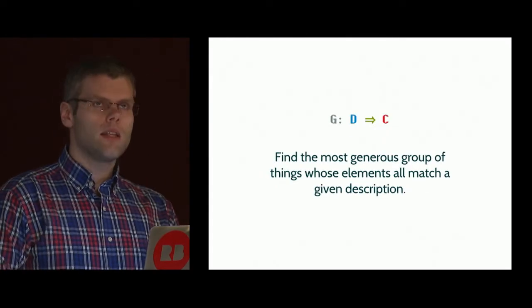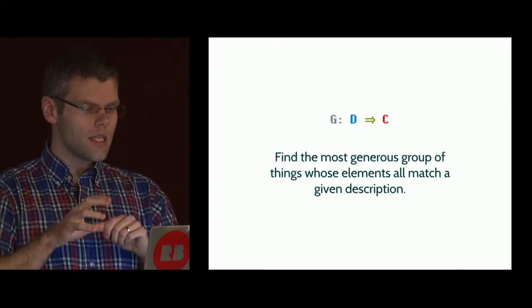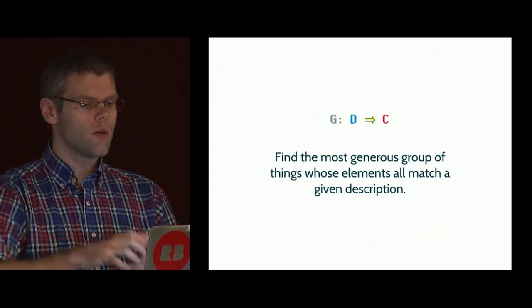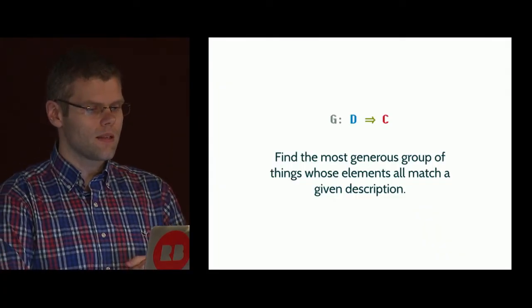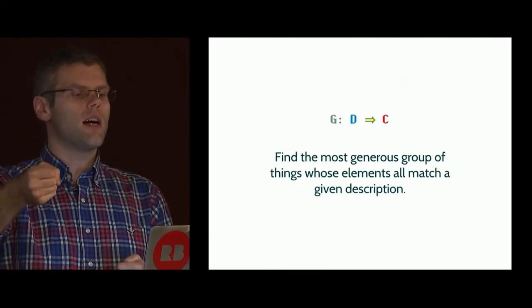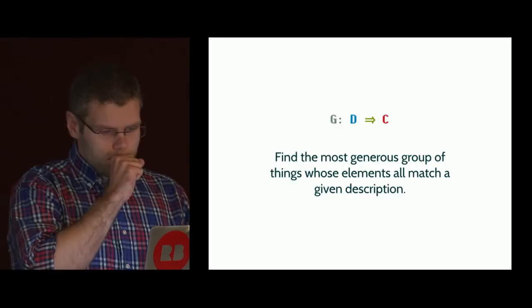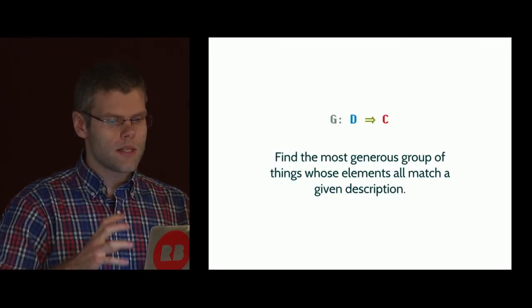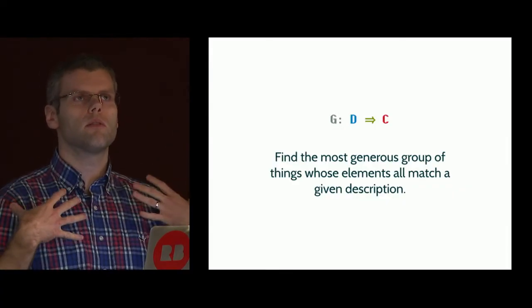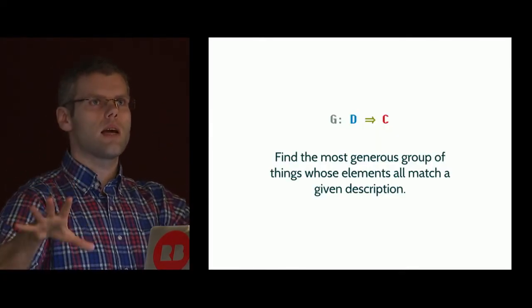And then there's a functor G that goes the other way, which given a description in D, will find the most generous group, or the most capable group of elements that all match that description, right? So for example, if I say seat and then I apply G to that, I want to get all the seats in here, yeah? So you might say that F will create a generalization for something, and then G will forget that generalization and go to the canonical example of that generalization.